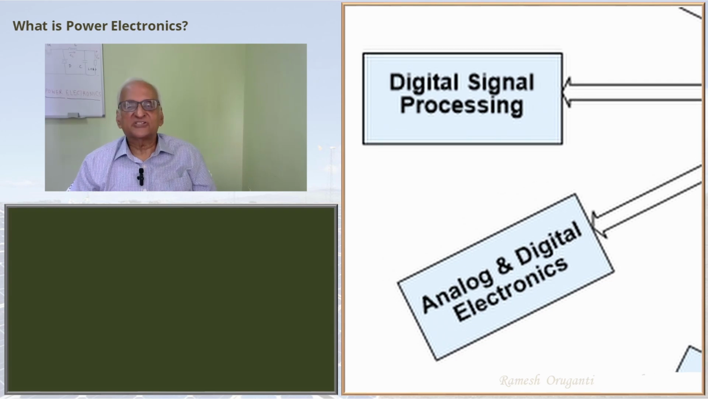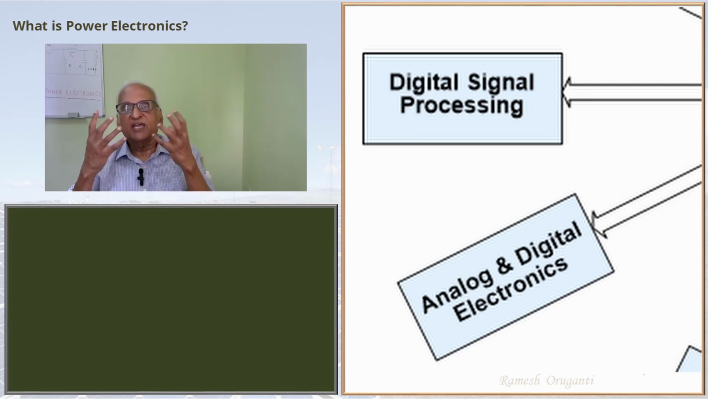Next is analog and digital electronics. As we saw, the controllers and the auxiliary circuits are all designed using analog and digital electronics. So that will be something that power electronic engineers will find useful to know. The next topic I have given is digital signal processing. In many cases, when the control is quite complicated and the system is quite elaborate, digital signal processors will come in handy in implementing the complex control systems, control schemes.